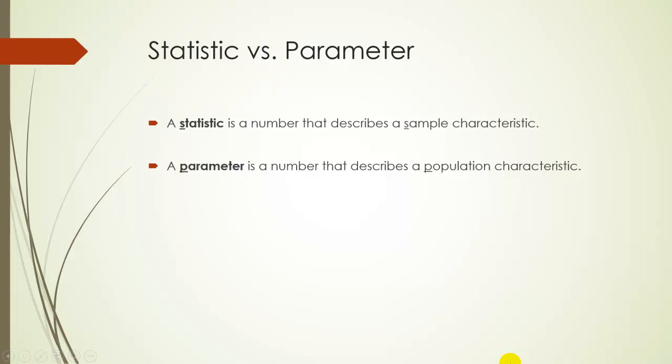All right, a little more vocabulary here. A statistic is a number that describes a sample characteristic, like a sample average. A parameter, on the other hand, is a number that describes a population characteristic, like a population average. So a statistic and parameter are very similar. The only real difference is a statistic comes from a sample, S for sample, S for statistic, and a parameter comes from a population, P in both.